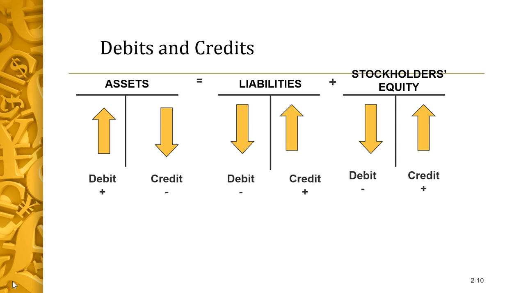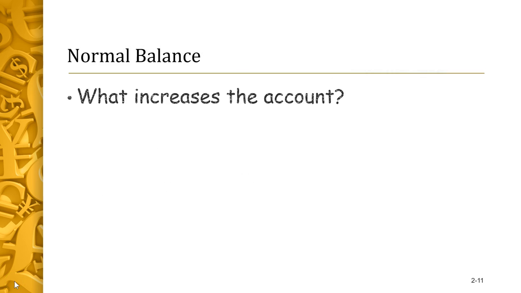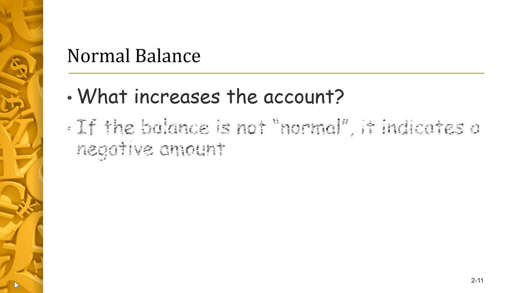Now that's not true for some of the individual accounts in stockholders' equity if they decrease stockholders' equity, like dividends and expenses, but we'll cover that. Now, another thing you've got to remember is not only debits and credits are neutral, left side, right side, but what are the normal balances? The normal balance is what increases the account. If the balance is not normal, it indicates a negative amount.